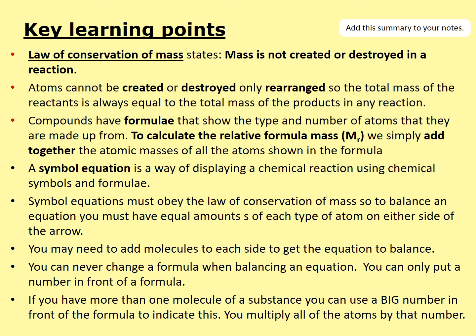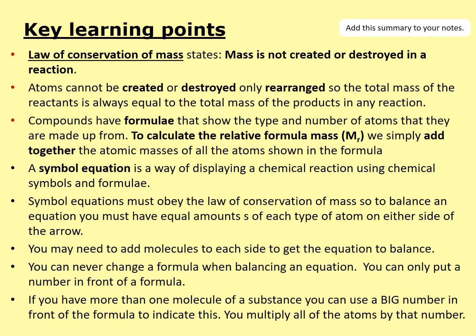So these are notes that summarise everything that you need to do. If you want to make these notes and there's anything that you have missed, please pause this video and get those learning points down into your exercise book. So the law of conservation of mass states mass is not created or destroyed in a reaction. Atoms cannot be created or destroyed, only rearranged, so the total mass of the reactants is always equal to the total mass of the products in any reaction.